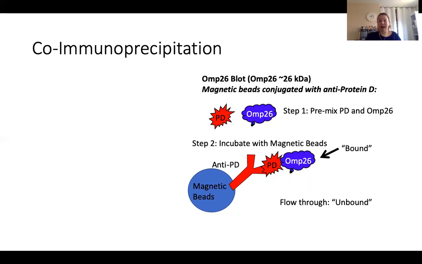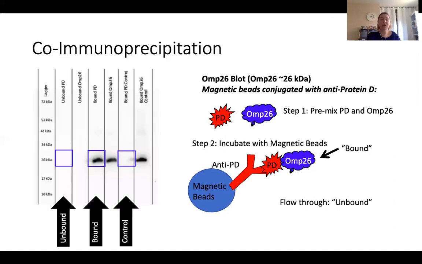At the same time, I had incubated magnetic beads with a specific antibody. So for this one, I'd incubated it with anti-protein D. This way, anti-protein D is on the surface of the beads, and hypothetically, because protein D and AMP26 are binding, protein D should bind to anti-protein D, and it should also bring AMP26 along with it. So anything that is bound to the magnetic beads will be considered bound, and anything that was not bound is unbound. So we ran an SDS-PAGE gel and a Western blot after this experiment was performed.